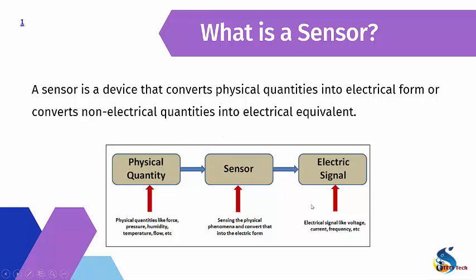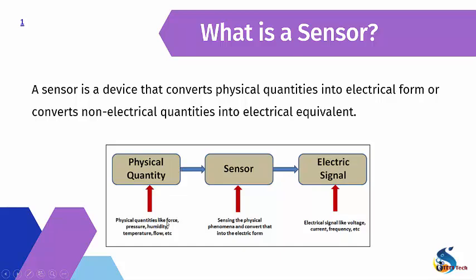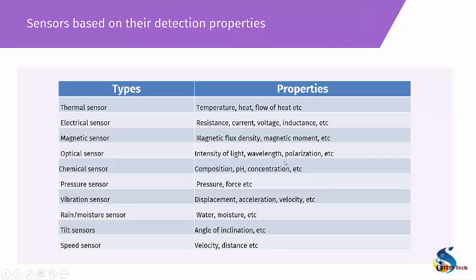Then how does it work? When a sensor senses something like heat, pressure or flow rate, it converts that information into an electrical signal. This signal can be either a current or a voltage. So in a nutshell, sensors help us communicate with the environment using electricity. In this table, you will find different sensor types categorized based on their detecting properties. These properties correspond to the physical quantities we discussed earlier. The magic happens when these properties are transformed into electrical signals.